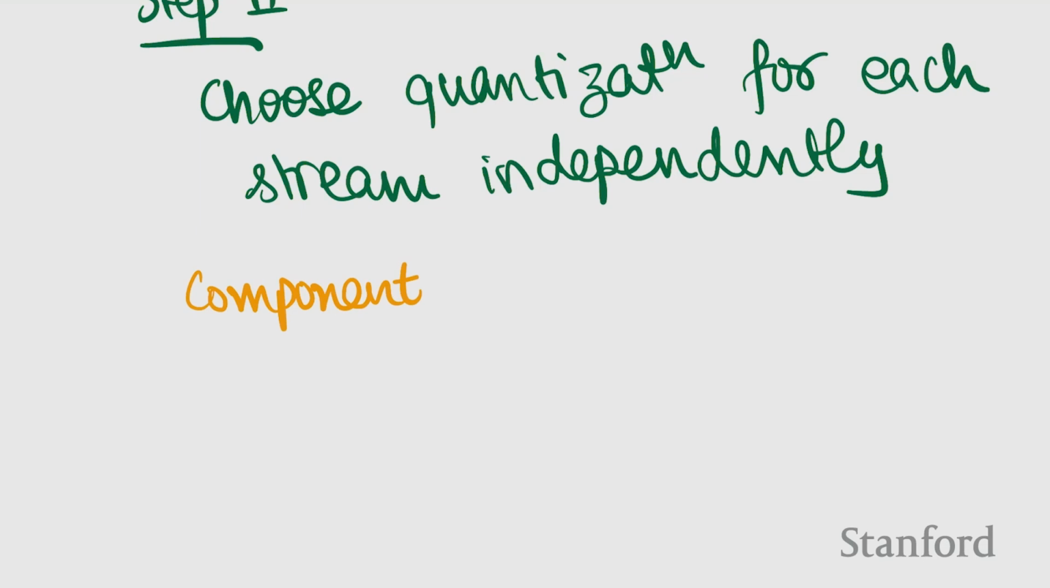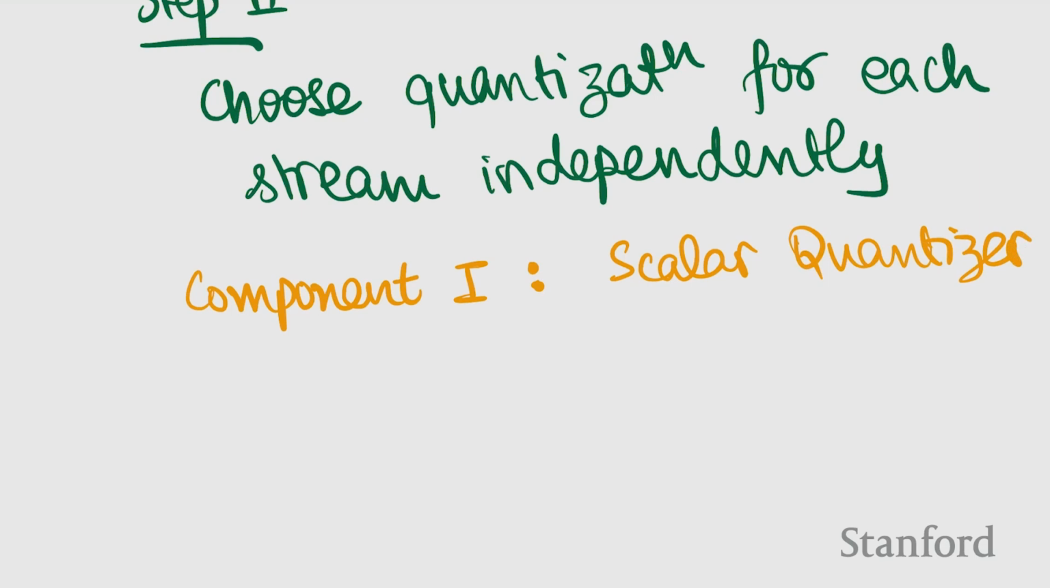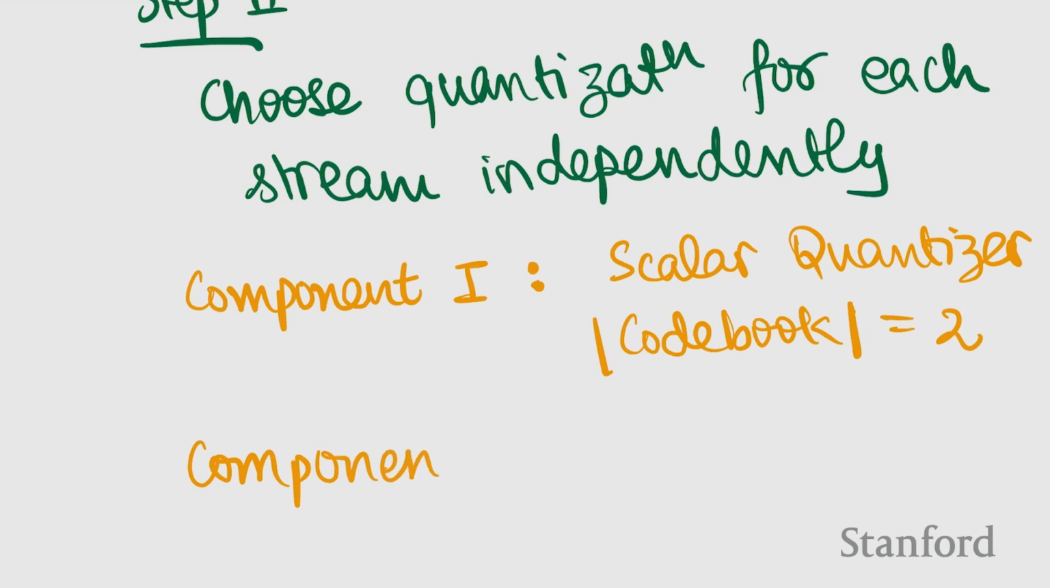So maybe I decide for component 1, I'm going to use a scalar quantizer. As soon as I say scalar quantizer, and I know it's 1 bit per sample, I know my codebook size is 2. So this is now going back to our quantization lecture. Maybe for component 2 though, so okay, actually I won't do that. I'll show you an exact example. This is just to give you what all options you have.